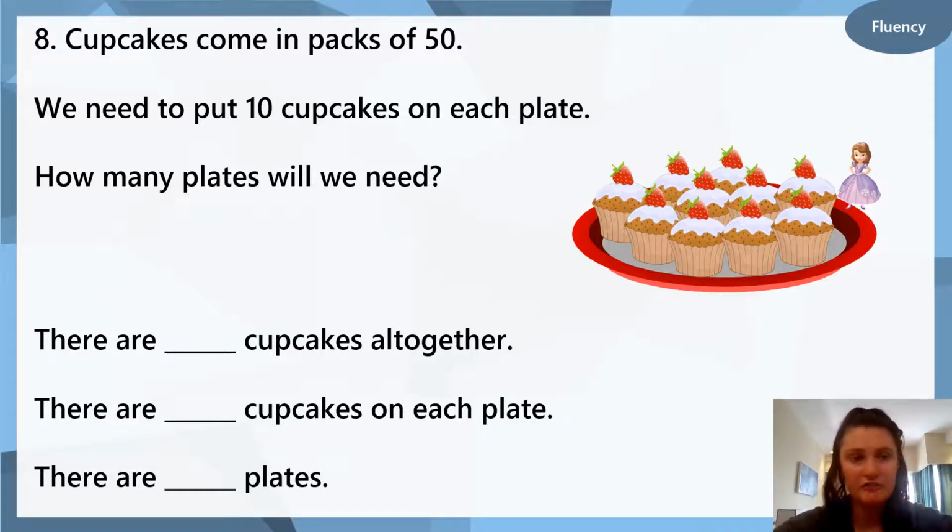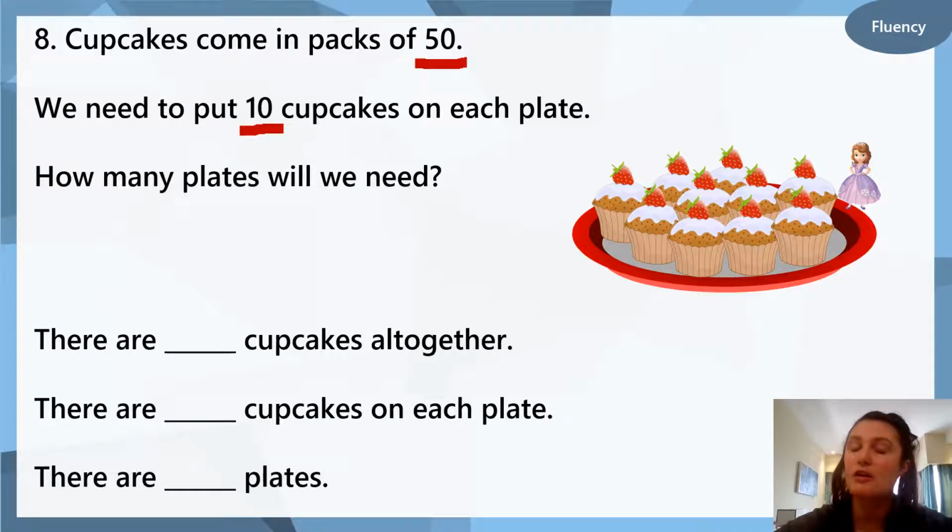Okay, our last question for today is question 8. Cupcakes come in packs of 50. Ooh, a big number. Packs of 50. We need to put 10 cupcakes on each plate. How many plates will we need? So we have 50 cupcakes. We have 10 on each plate. How many plates will we need?